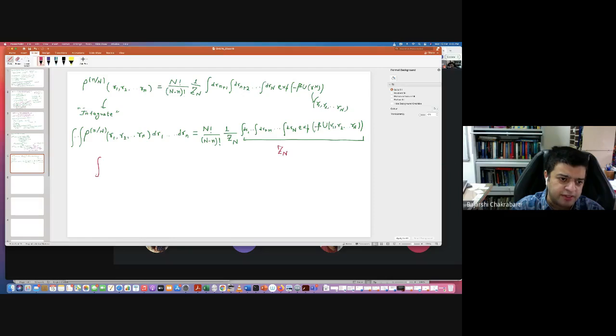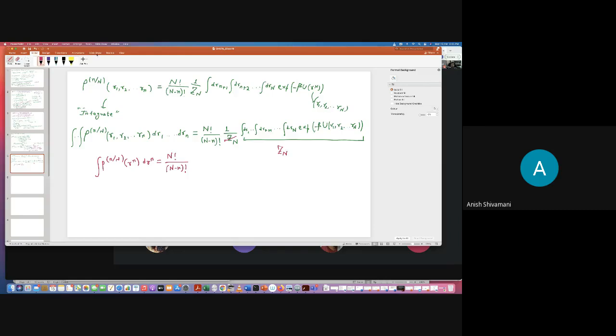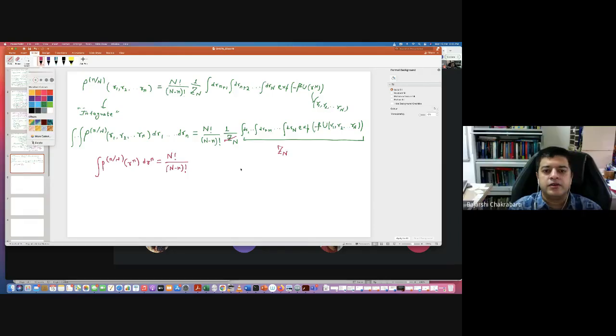Yes, sir. Or in other words, if I write in shorthand notation, rho n by n is a function of r to the power of n, which basically means all these coordinates. When you integrate over all the coordinates, this will give me one, because this Zn and Zn will cancel, isn't it? So this is one condition. It's a normalization condition.